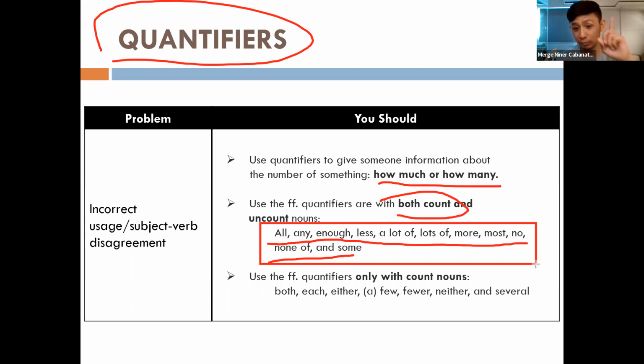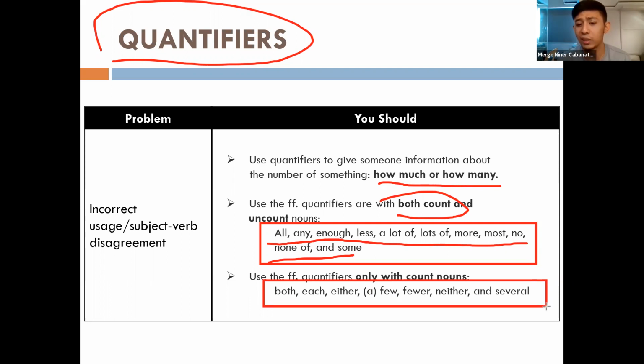All right. But ito naman po mga words ito like both, each, either, few, fewer, neither, and several. We can only use these words for the count nouns. And the count nouns, all right, pwede natin siyang gamitin for both. Let's say both the pupils, each chair, either options, a few individuals, fewer chairs, neither is a good option, several parties. Nabibilang mo siya physically. So that is your quantifiers.